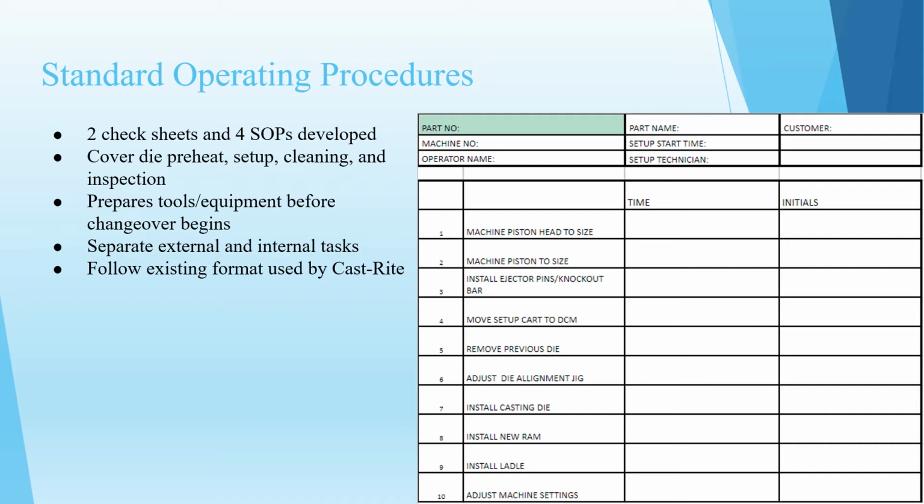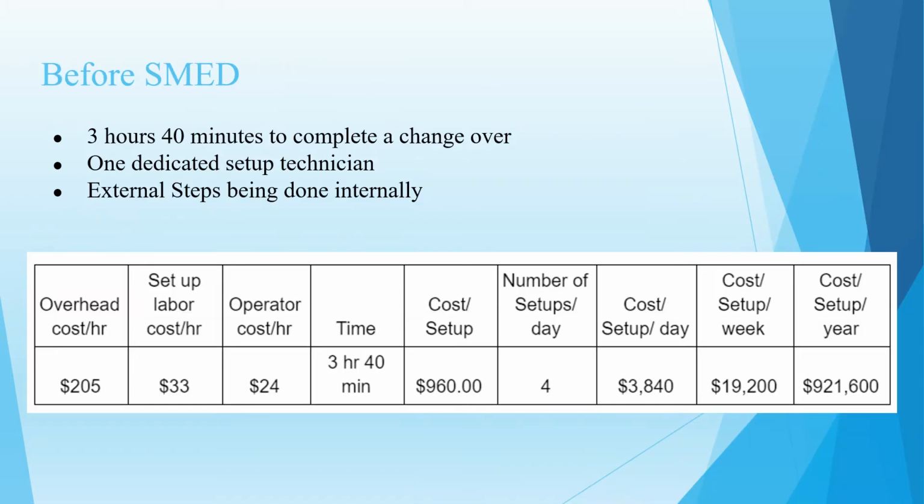These SOPs cover preheat, setup, cleaning, and inspection of the casting dies and machines. They ensure a smooth die changeover process by separating the process into internal and external steps. These SOPs also follow the same internal format used by Cast-Rite, so they'll be easy to adopt into the regular workflow.